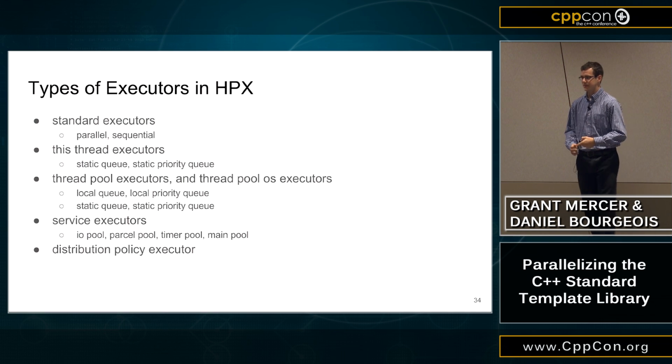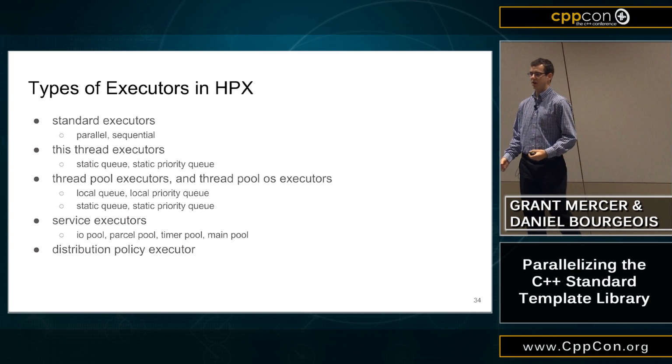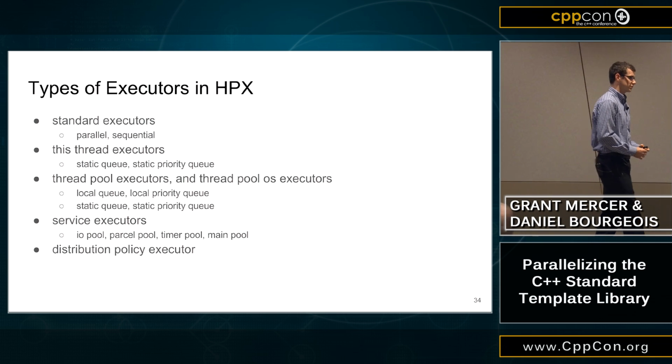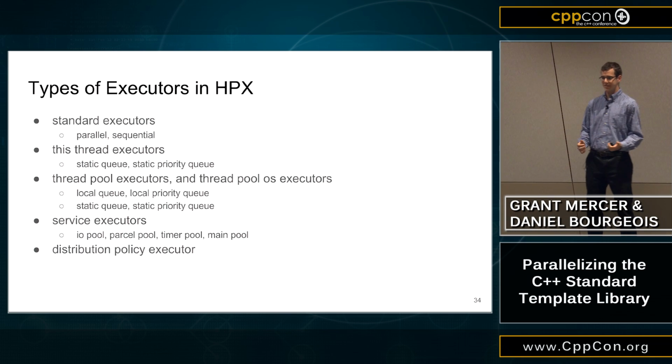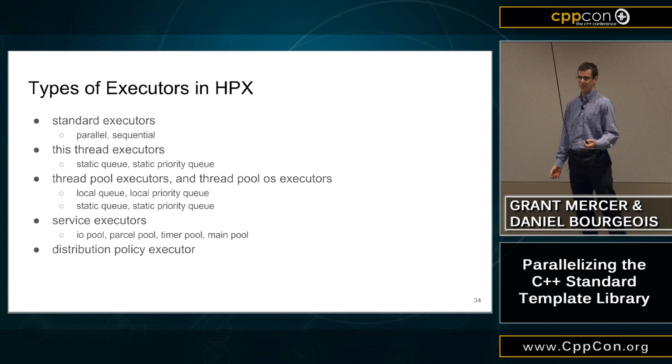And so here are some of the types of executors that we have so far. This thread executor does what you think it does: it creates a thread and sends its work to that thread. We have the parallel and sequential executors, of course, that are defaulted. So if you use a sequential policy, then it uses a sequential executor by default. And ditto for the parallel policy, which uses the parallel executor by default. There are also thread pool executors and service executors.